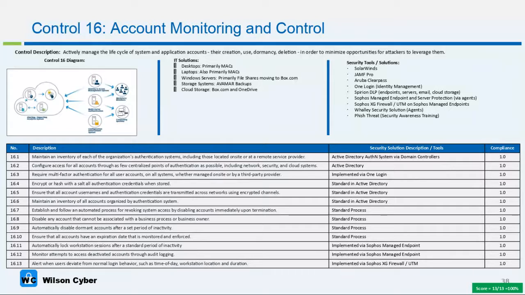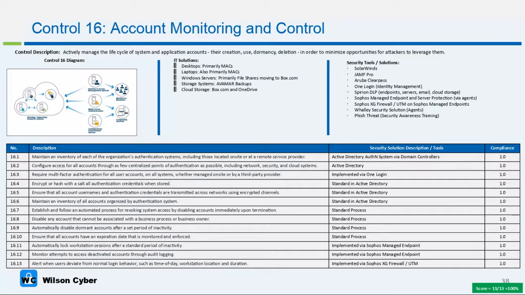Here we have 13 subcontrols. Maintain an inventory of each of the organization's authentication systems, including those located on site or at a remote site, and that is Active Directory. Configure access for all accounts through as few centralized points of authentication as possible. Once again, Active Directory. Require multi-factor authentication for user accounts on systems managed on site by a third party. One login, again, which was a new implementation, allows multi-factor. Encrypt or hash with a salt all authentication credentials, as is standard within Active Directory. Ensure all account usernames and authentication credentials are transmitted using encrypted channels.